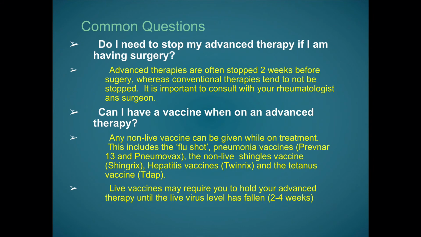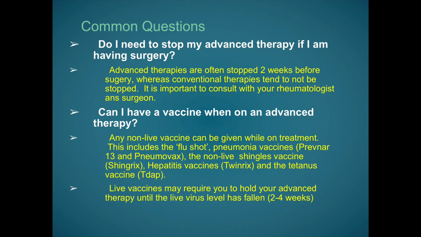More questions. Do I need to stop my advanced therapy if I'm having surgery? Advanced therapies are often stopped 2 weeks before surgery, whereas our conventional therapies, such as methotrexate, tend to not be stopped. It is important to consult with your rheumatologist and surgeon, as it really depends on what type of surgery you're having and what the infection risk is as to how soon before the surgery you may have to stop your treatment.